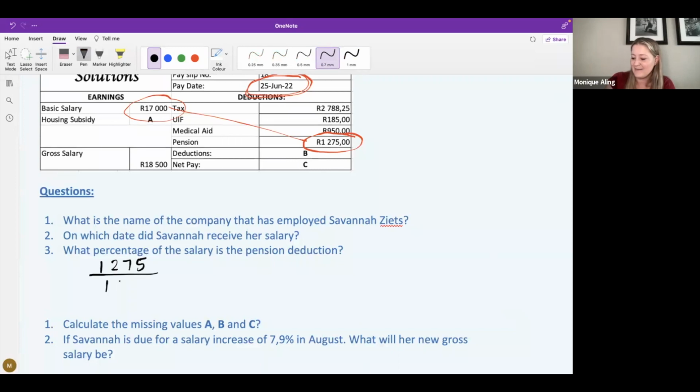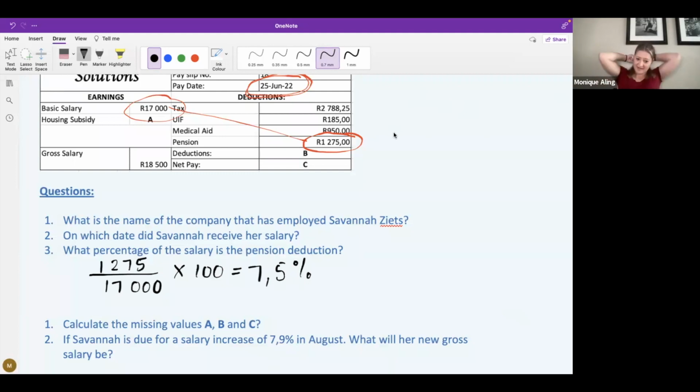275. I'm sorry, I'm still calculating. Don't worry. 7.5%. Good, well done. Well done to Asanda too. She got the answer in the chat box. Nicely done.